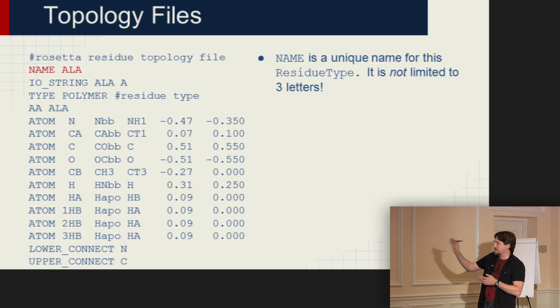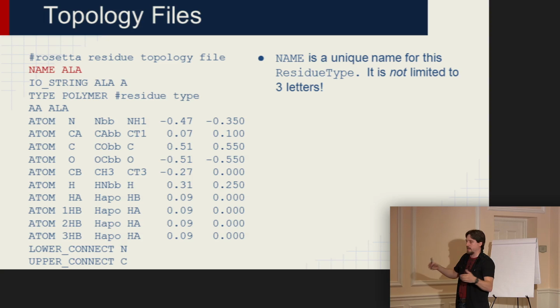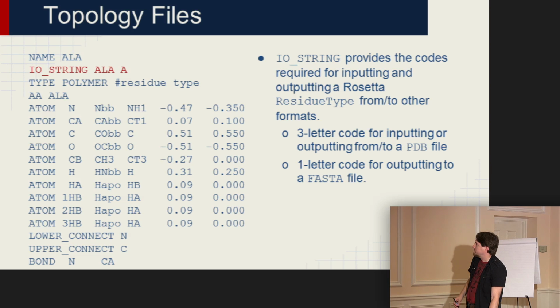It doesn't have to be 3 letters, it is in this case, but it can be as long as you want. It just has to be unique from the point of view of the residue type set that you're including it in. These are more what you might be used to seeing. These are the 3-letter code and a 1-letter code.